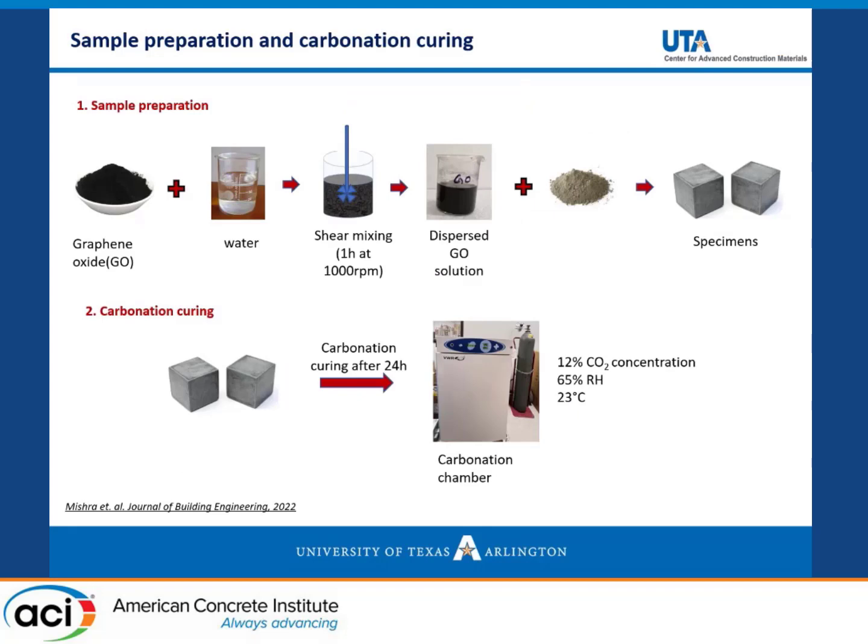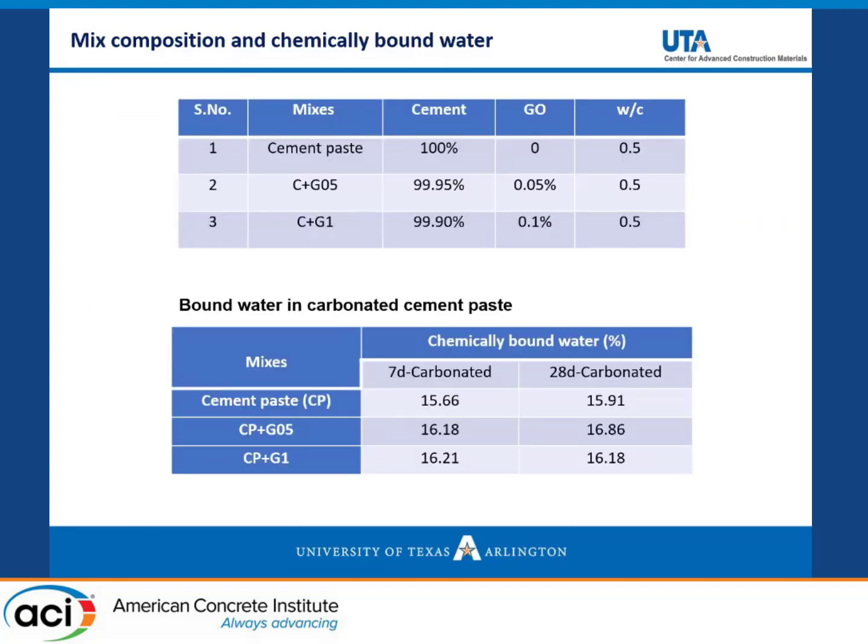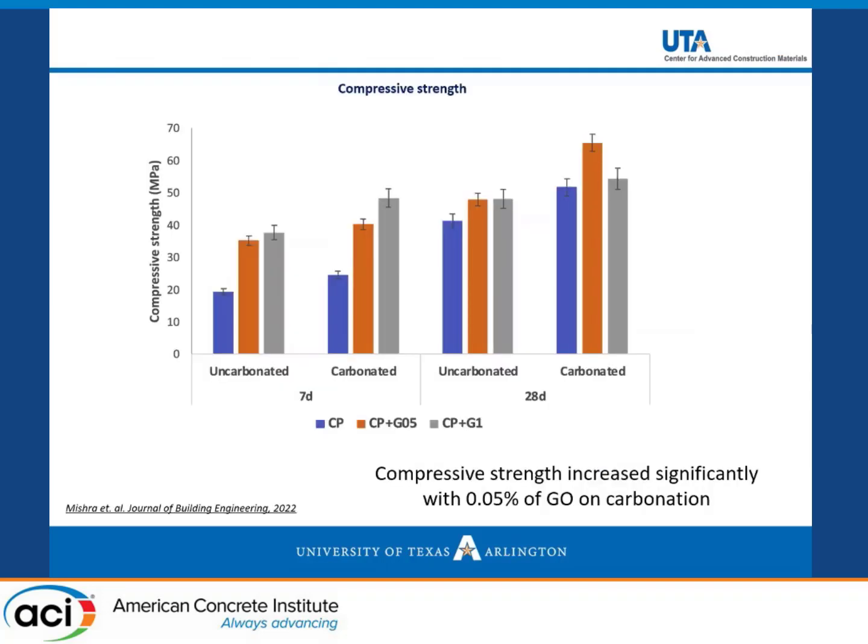So what we did, we started with GO and water, and then shear mixing. It's well dispersed, added it to cement, made the specimens, and then cured them with a 12% CO2 concentration at 23 degrees Celsius, and see whether addition of GO sequesters more CO2. So we checked the bound water at 7-day and 28-day, and it's more or less the same whether you have carbonation or not. But here are the compressive strengths plotted with the carbonated and not.